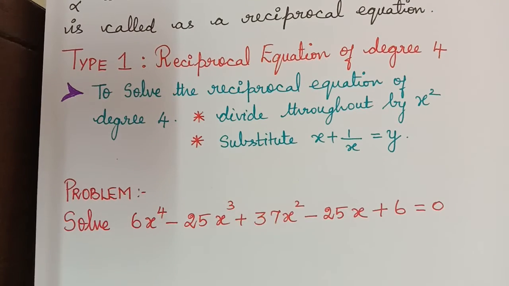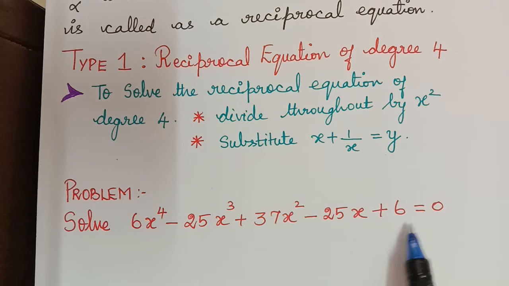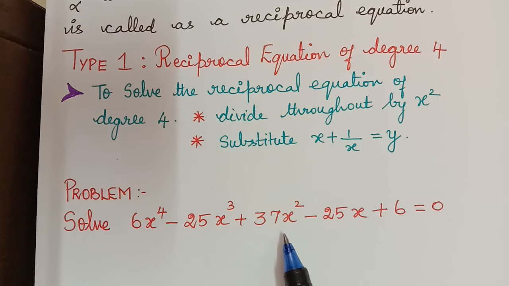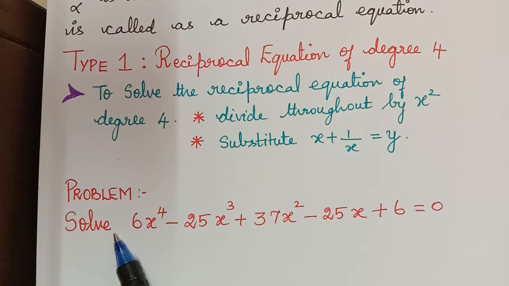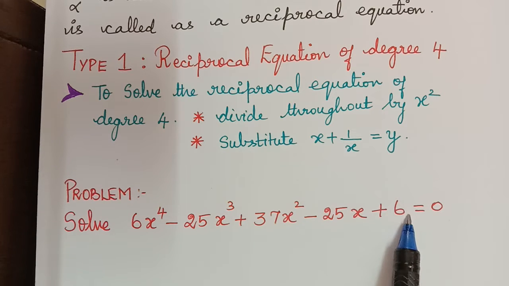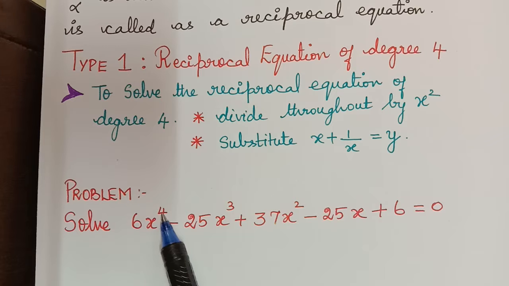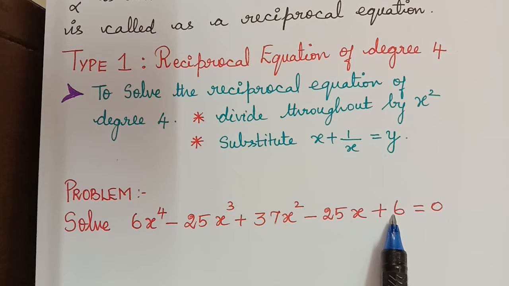The first problem under this type is solve 6x power 4 minus 25x cube plus 37x squared minus 25x plus 6 equal to 0. First of all, when we observe a given equation, we should first understand whether it is a reciprocal equation or not. If it is a reciprocal equation, then we can find that the coefficient of the first term and the last term will be same. Now if you see here, the coefficient of x power 4 is 6 and here we have the constant term to be 6. So they are same.